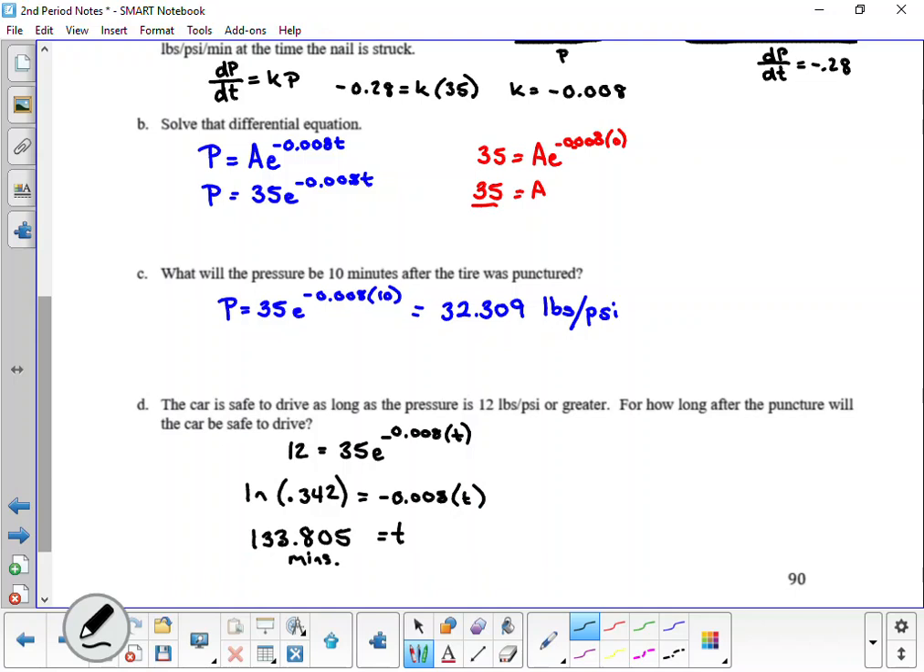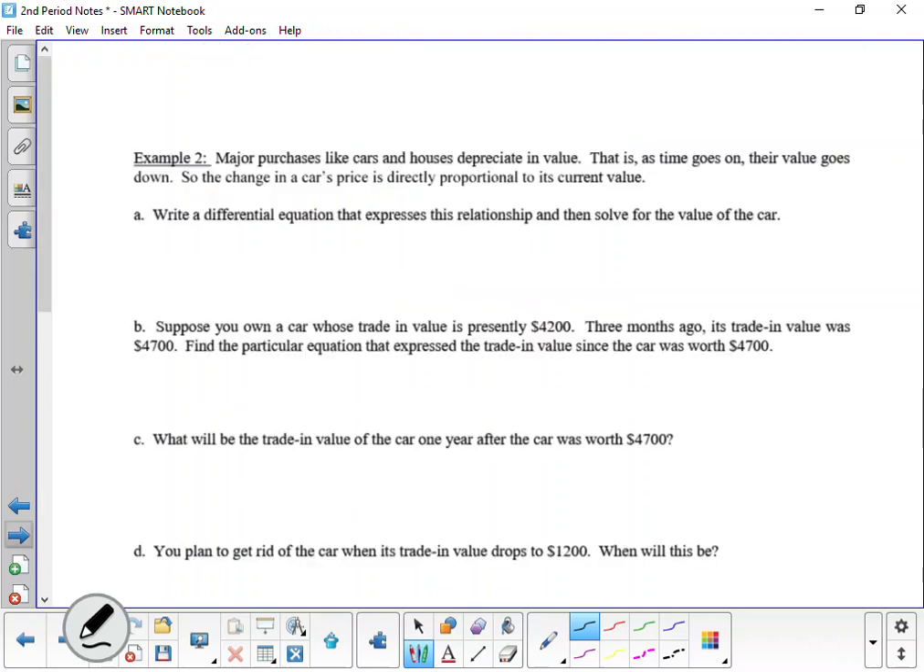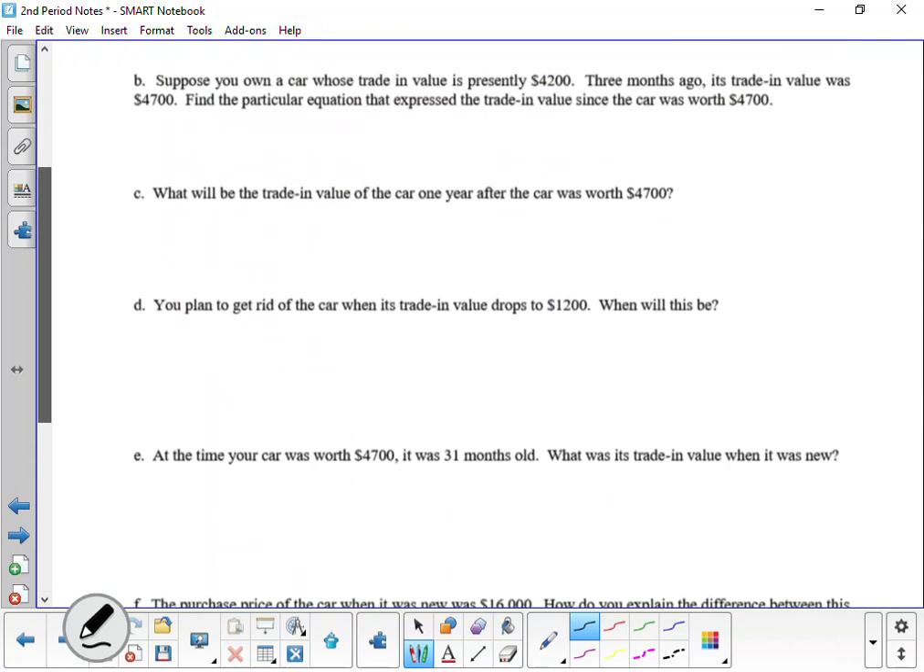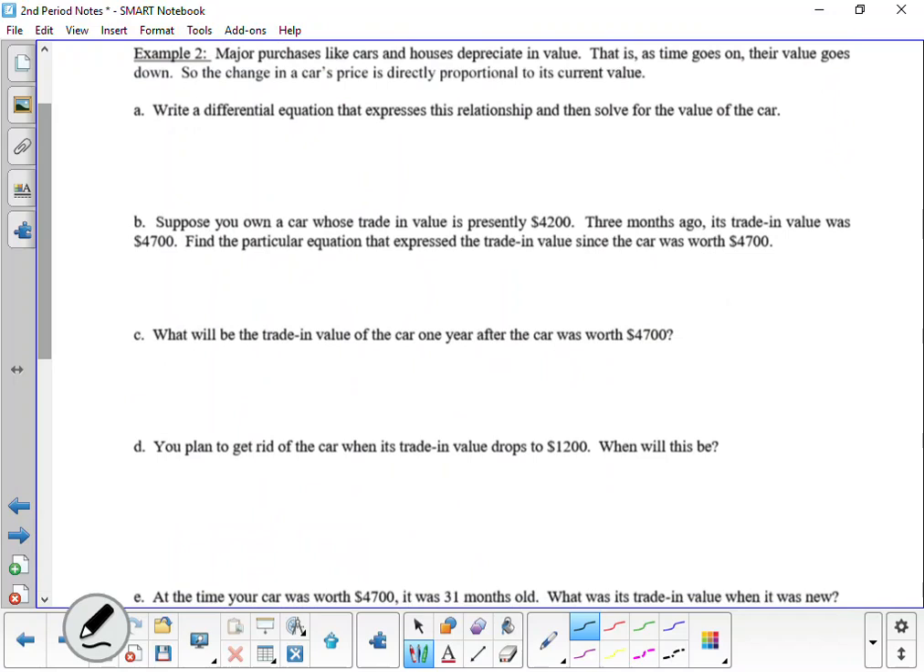Okay, that's exponential growth. And now it's time for you to do example 2 and 3. And then we'll do logistic growth together. Okay, so you try 2 and 3.